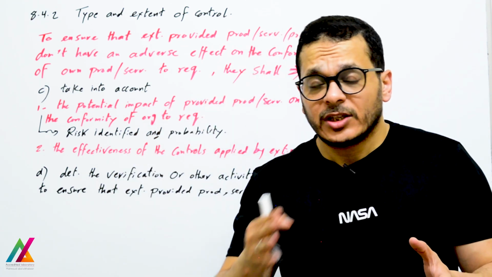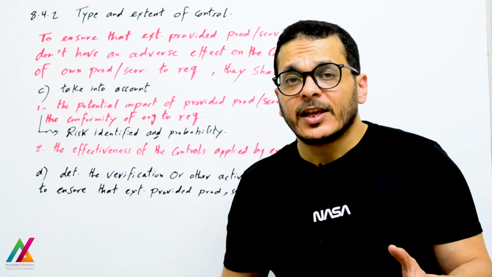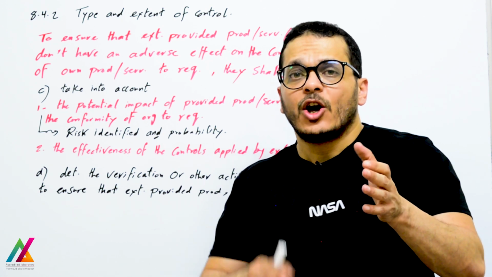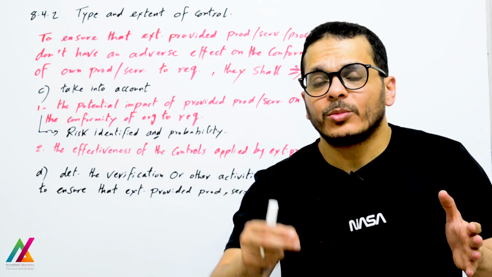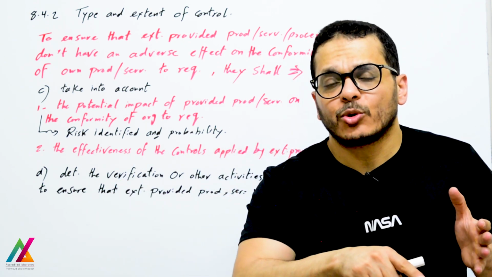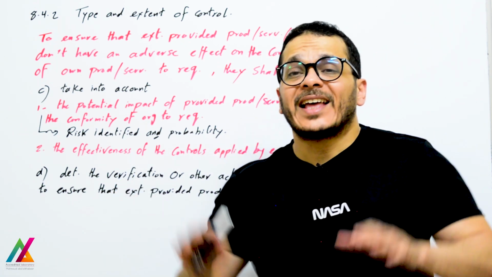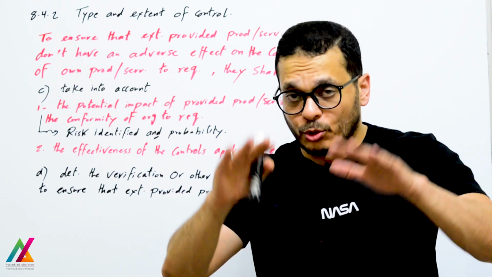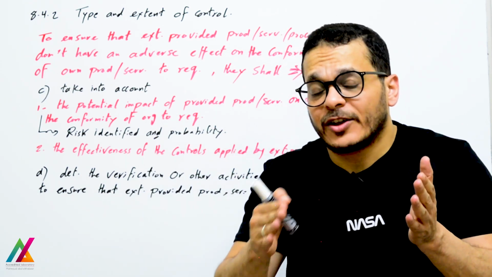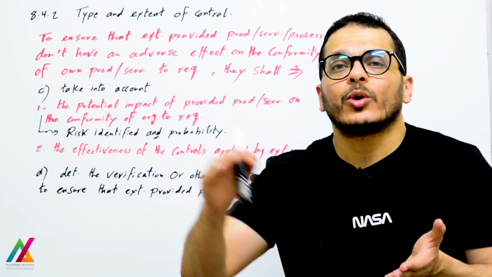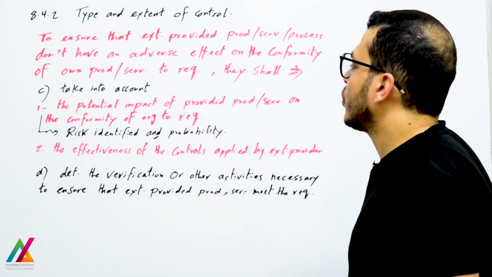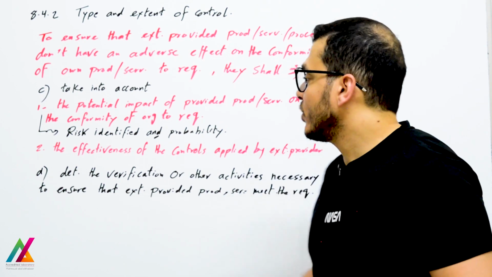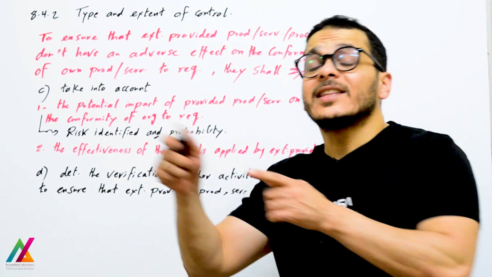The whole process that will be done by the external provider shall be within control of your quality management system, and you shall ensure that all activities conform to the requirements. So at the end, the final product will also conform to the requirement. Any risk, any negative effect, and the probability of any risk during the whole process that will affect the final product shall be identified, and how to eliminate or reduce this risk to ensure the conformity of the organization to the requirements. And they shall also take into account the effectiveness of the controls applied by the external provider.